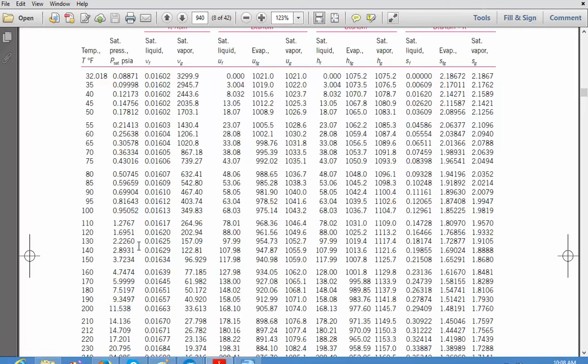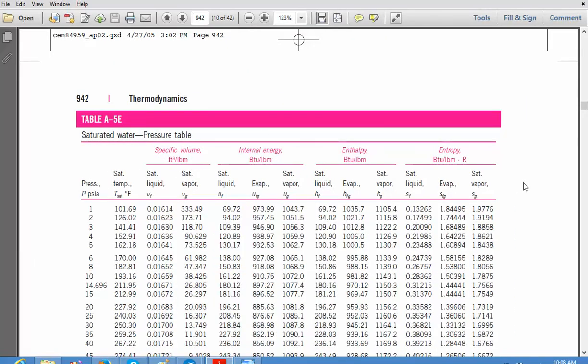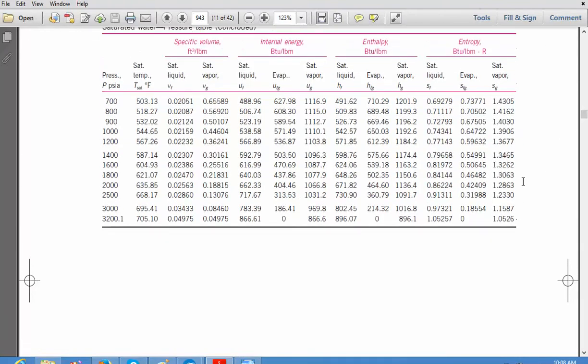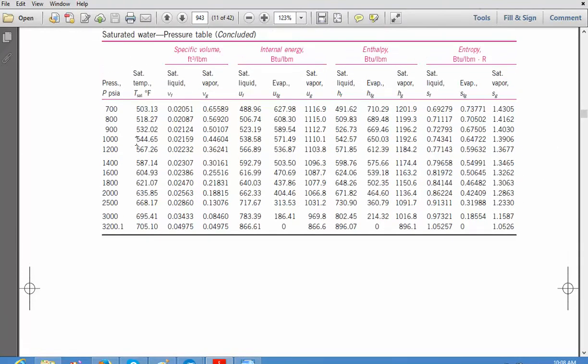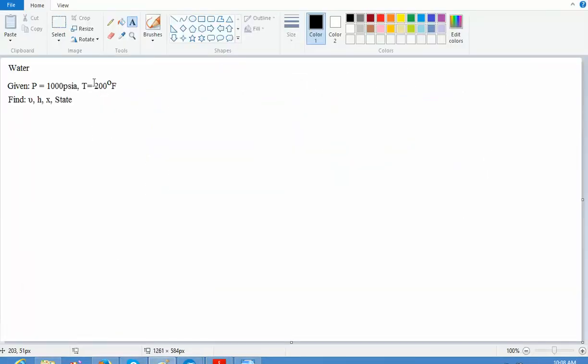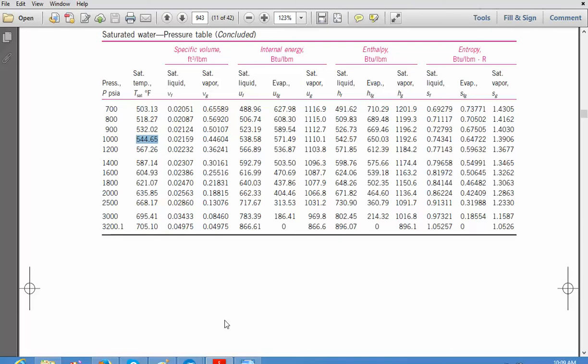But just to be sure, let's go to the pressure table and let's match our pressure with our temperature. So we're going to go down to 1000. Alright, there's 1000, and the temperature here is 544.65 degrees Fahrenheit. We go back and look at our temperature. Our temperature is 200 degrees Fahrenheit, so that is not a match. So what do we do? It's not a saturated liquid. Well, the water is not in a saturated state. So now we have noticed that.